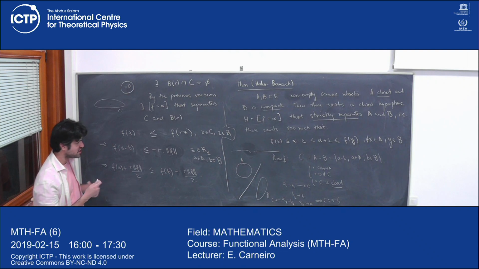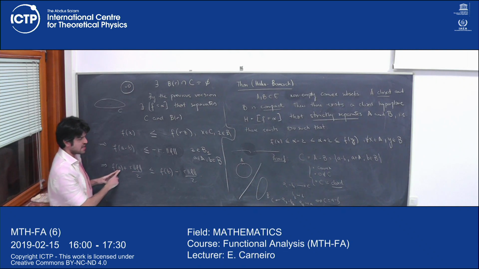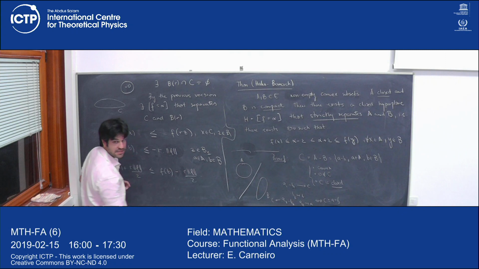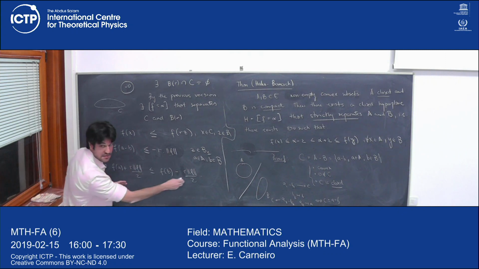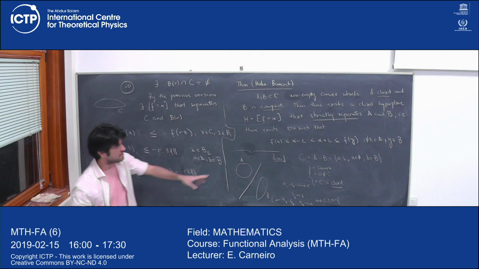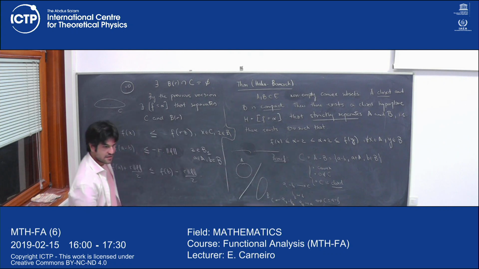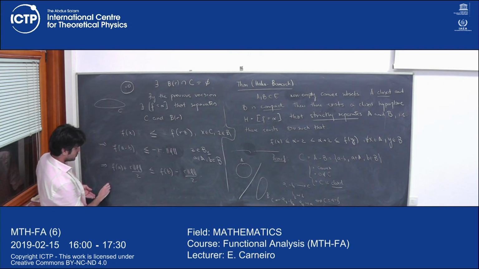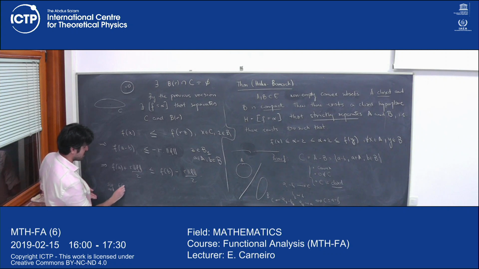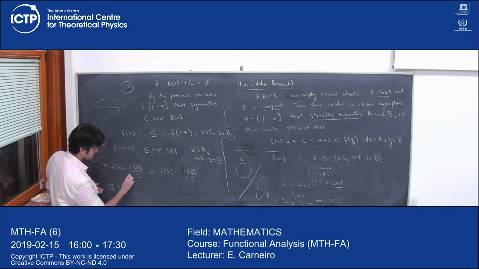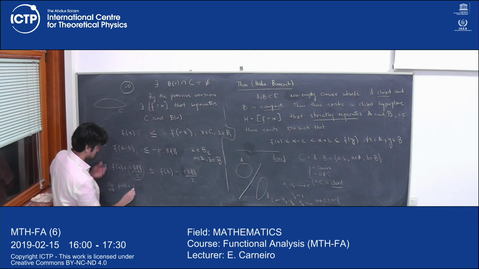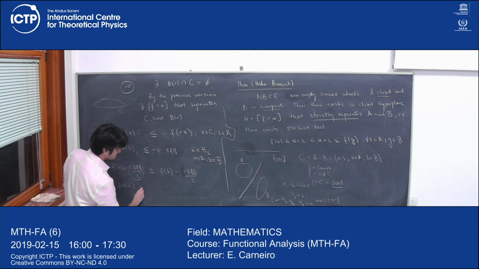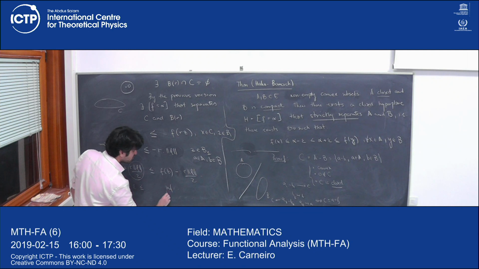And again, the same trick. This holds for all a's in A and all b's in B. This is a fixed number, which I'm going to call my epsilon at the end. I just take the supremum over all a's in A of this side, f of a, plus this, let me call this epsilon, which is less than or equal to the infimum over all b's in B of f of b minus epsilon.